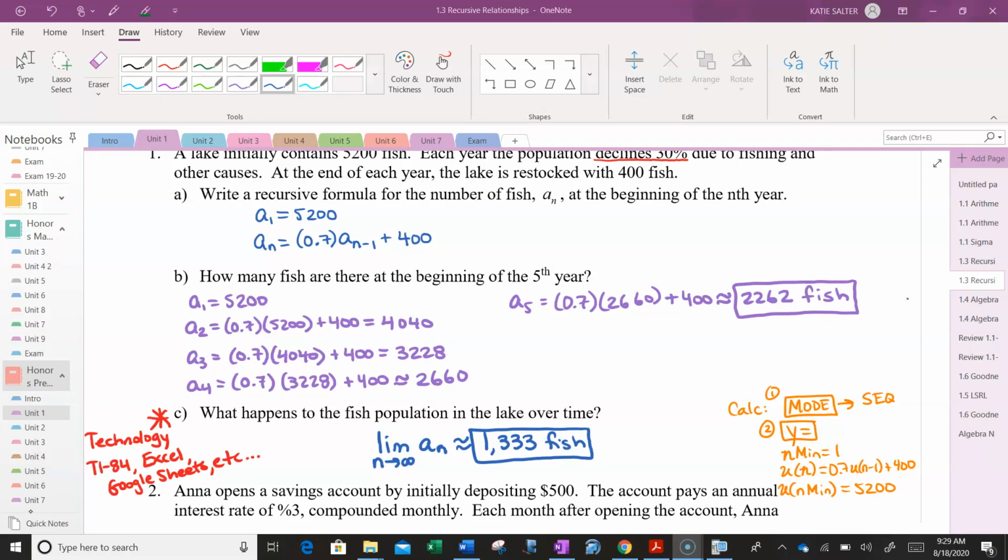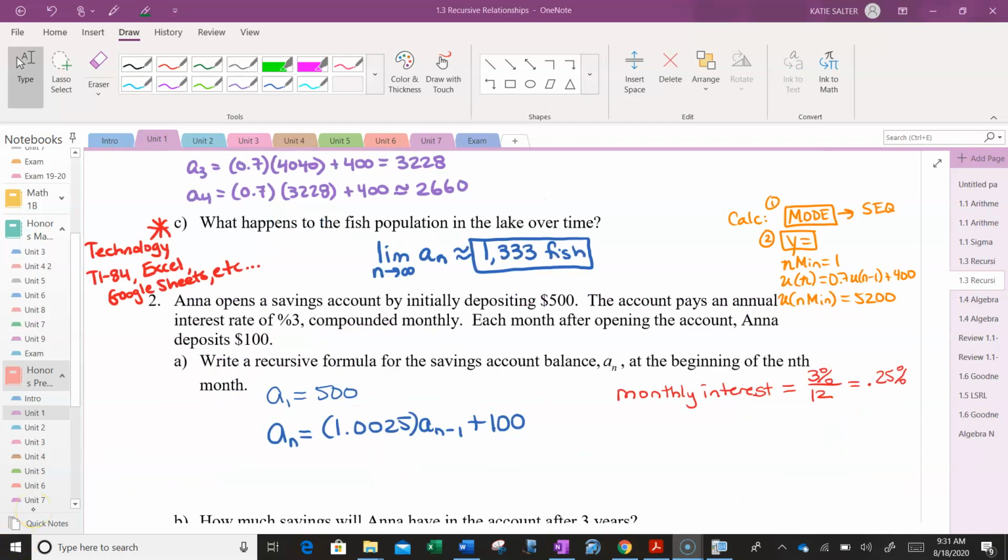This is actually where I was talking about the other day. This is what we call a limit, which we will be studying at the end of this semester. So we could say the limit as n approaches infinity of this sequence is 1,333 fish. All right, I would like for y'all to read the next problem, see if you can set up the recursive formula. Pause the video, do it, and then start the video back.